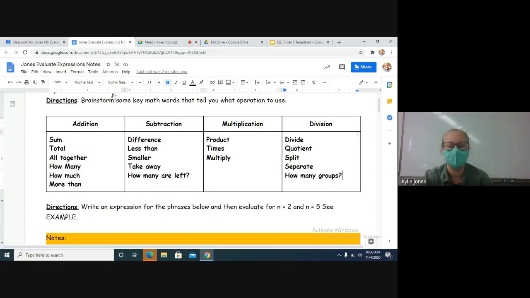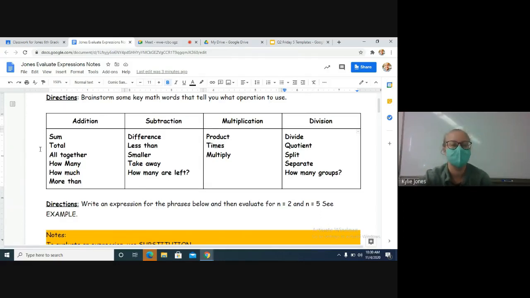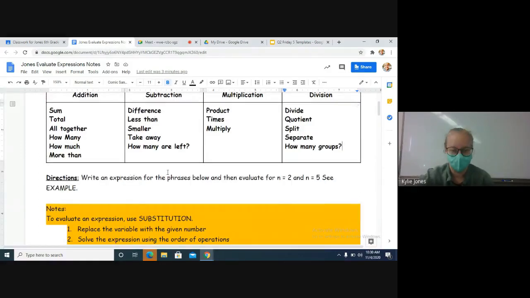Right, I'm just going to scroll down a little bit. Just a little. So what we're going to do is practice and learn how to solve when you have a variable and it gives you a number to plug in. So it's going to give us an expression like 5x plus 4. Well, they give us n, right? So maybe it's 5n plus 4. We're going to evaluate when n equals 2.